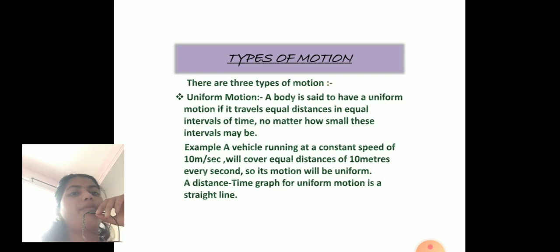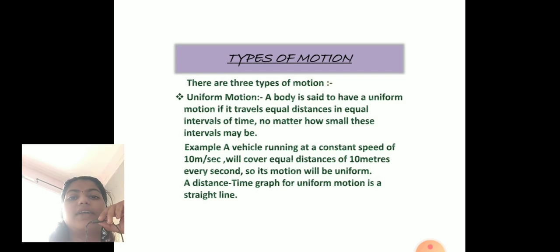Motion means that every particle or every body goes from one place to another place. Every body performs motion for its movement. The first type is uniform motion. A body is said to have uniform motion if it travels equal distance in equal intervals of time. It means that every body moves uniformly.